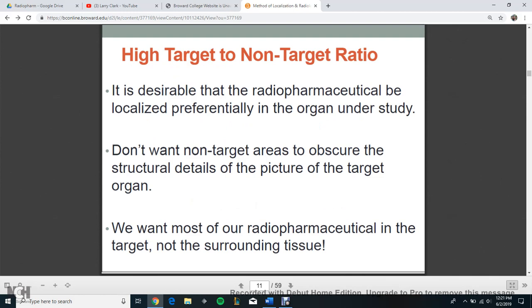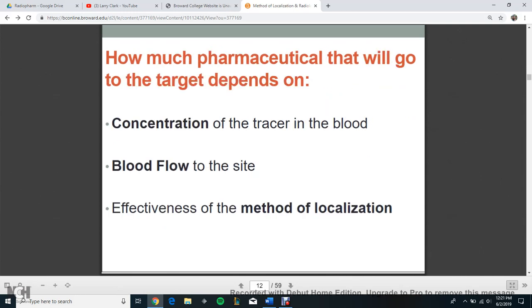High target to non-target ratio. It is desirable that the radiopharmaceutical be localized preferentially in the organ under study. You don't want non-target areas to obscure the structural details of the picture of the target organ. We want most of our radiopharmaceutical in the target, not the surrounding tissues.